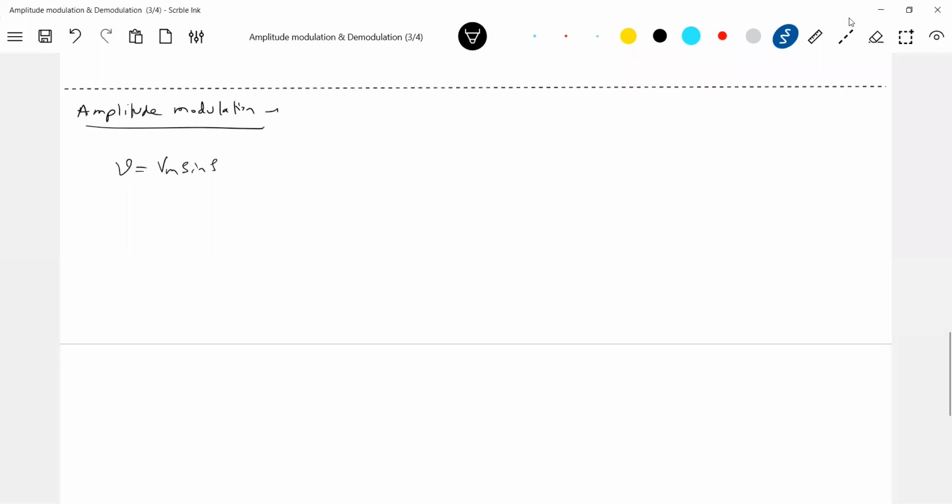Choose the same symbols. There's a modulating voltage. Okay, to make it different, I'll put it as modulating signal, this is carrier signal. So what is this modulating signal? Frequency of this is how much? Audio frequency. And this is a carrier signal or carrier wave.